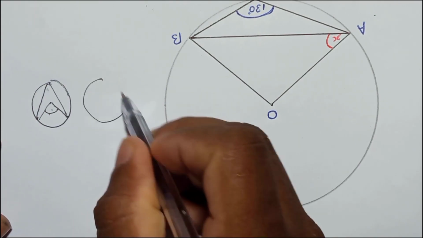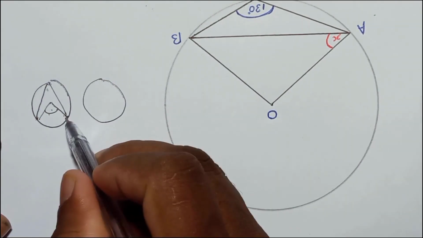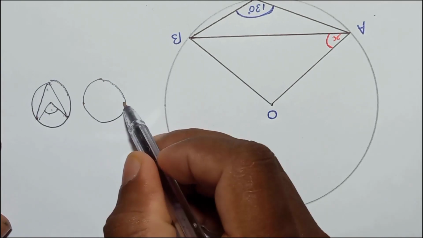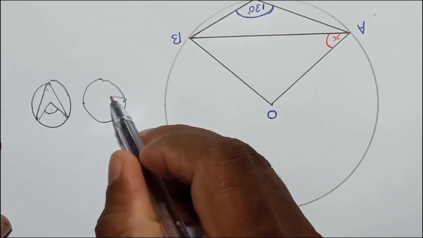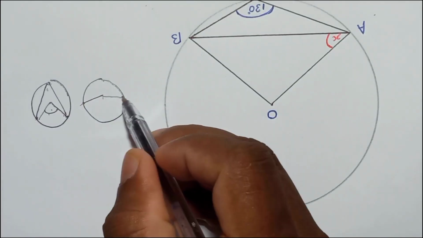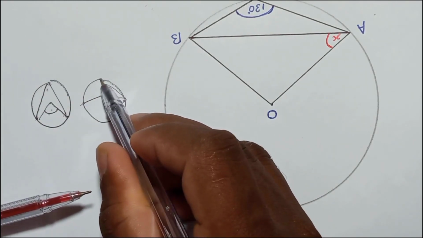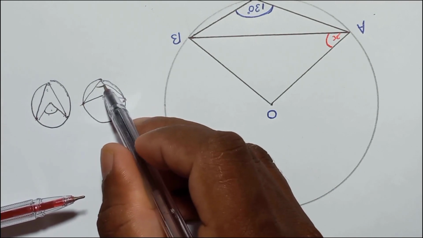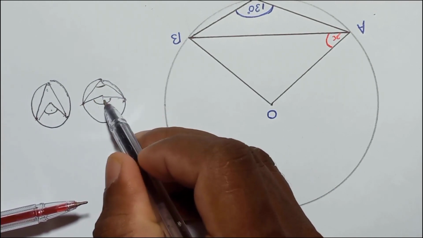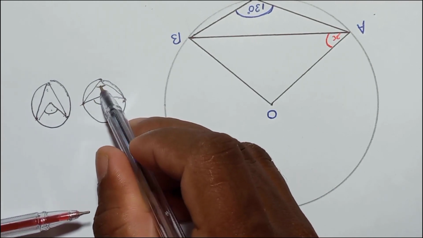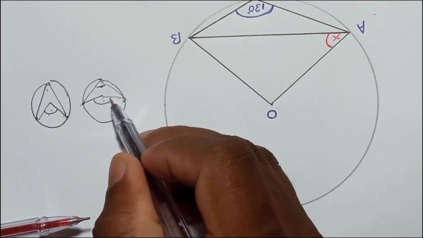Not only that, if you move these 2 points a little bit up, it is still the same. From these 2 points go to the center, and from the same 2 points go to the circumference. This angle will be twice of this. If this is 50, this should be 100.